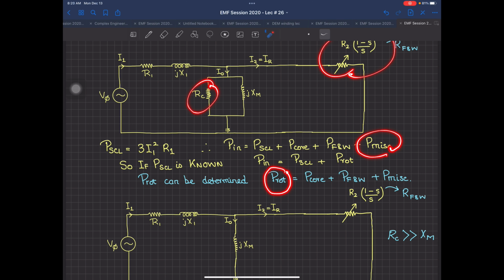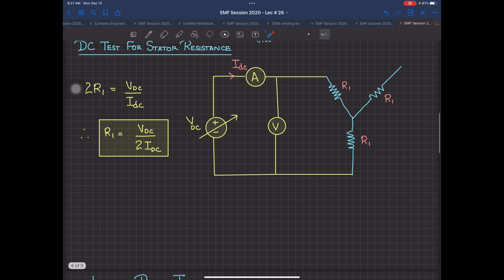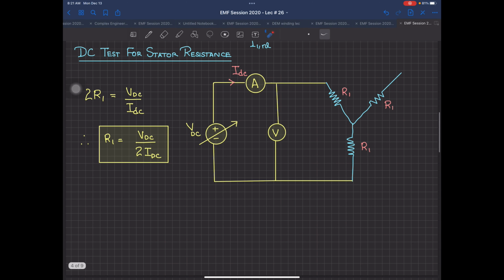Why? This means that when the machine is running at no load, all the losses happening at that particular time are actually the core losses, friction and windage, and the stray losses. This can be subtracted from it. How can it be subtracted? This PSCL is actually the stator copper losses. For that, I will straight away go to the DC test for stator resistance.